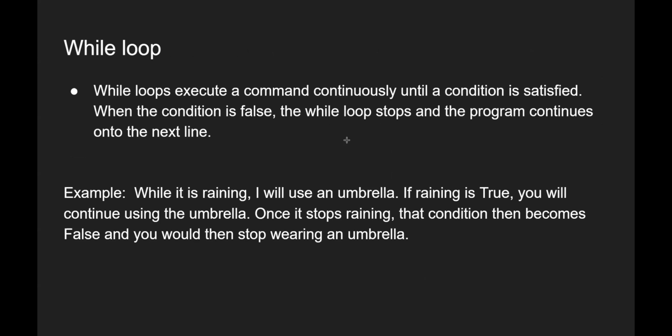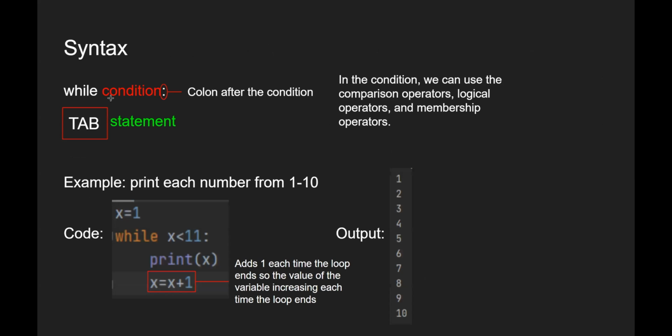So the while loop executes a command continuously until a condition is satisfied. When the condition is false, the while loop stops and the program continues on to the next line. Here's the syntax: we say while a condition, colon, and then tab a statement. If we wanted to print each number from 1 through 10, we say x equals 1, and then while that variable is less than 11, print x and then add 1 each time.